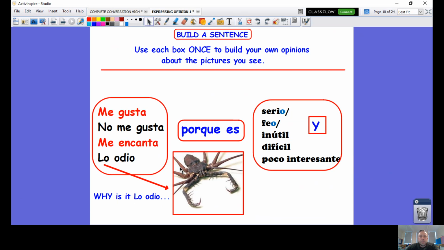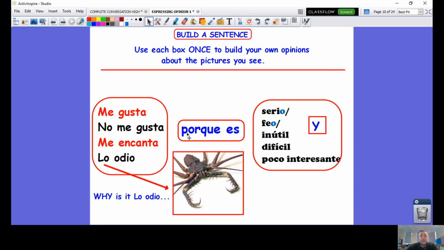So let's have a look at how we're going to build our sentences. Here are my sentence starters. I have a few options: me gusta, no me gusta, me encanta, and lo odio. My subject is this picture. Why do you think it's lo odio rather than odio? That's right. The reason is we're talking about a picture. We're talking about it. It is lo. So this is not hating something. It's hating the object of our picture.